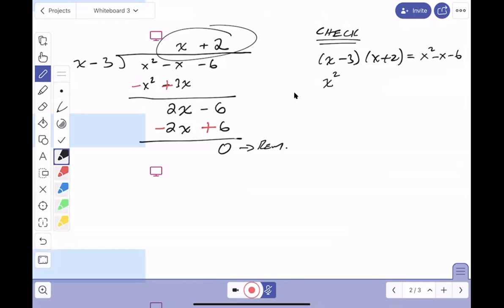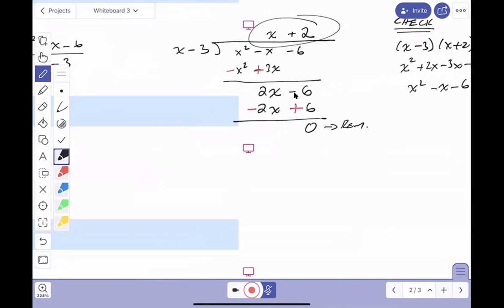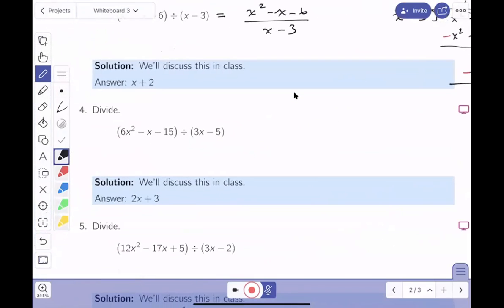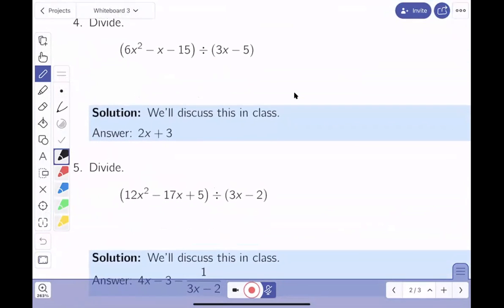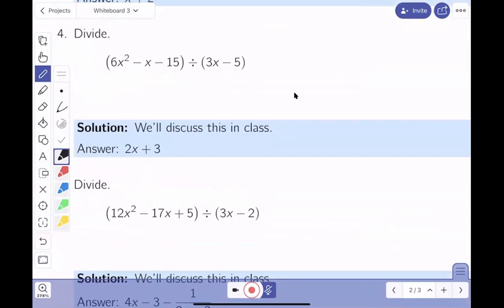What does this give you? X squared plus 2x minus 3x minus 6. X squared minus x minus 6. Certainly works. All right, not bad. Let's go to the next one. You're going to get better at time, but you have to try. That's so important. You start to try. Let's do number 4, and I'll write it down for you.